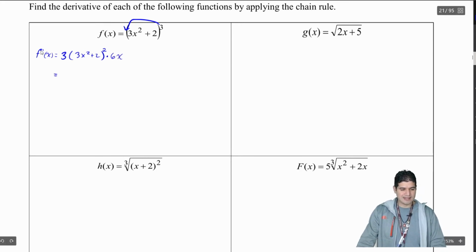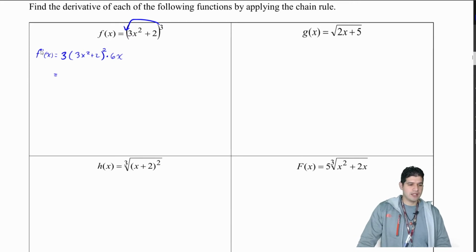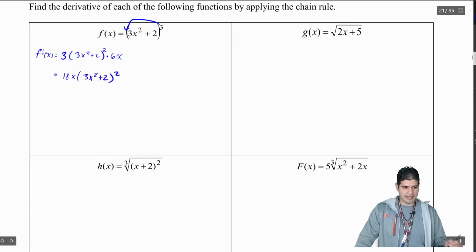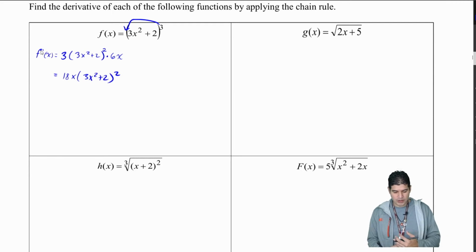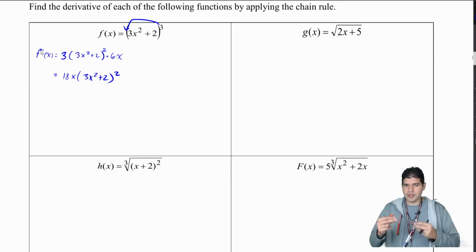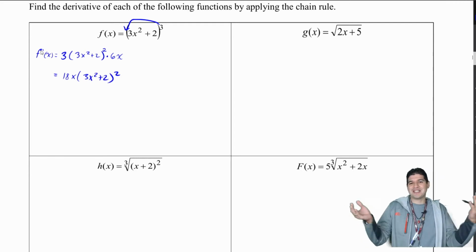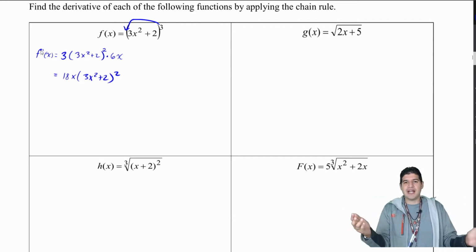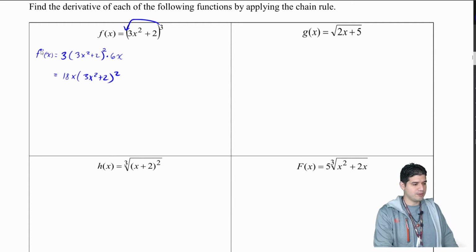And now I can simplify f prime. So f prime is going to be 3 times 6x, that's going to be 18x, times 3x squared plus 2 to the second power. And that's going to be the end of that problem. So now that we've got the chain rule, we don't have to expand everything out, and it takes so much longer to do that. Just use the chain rule.